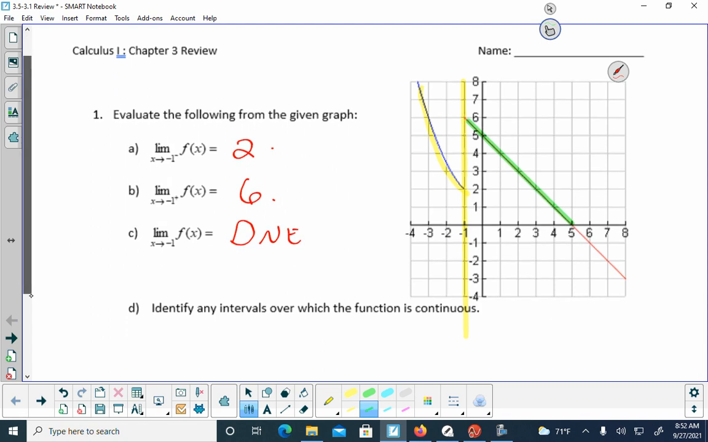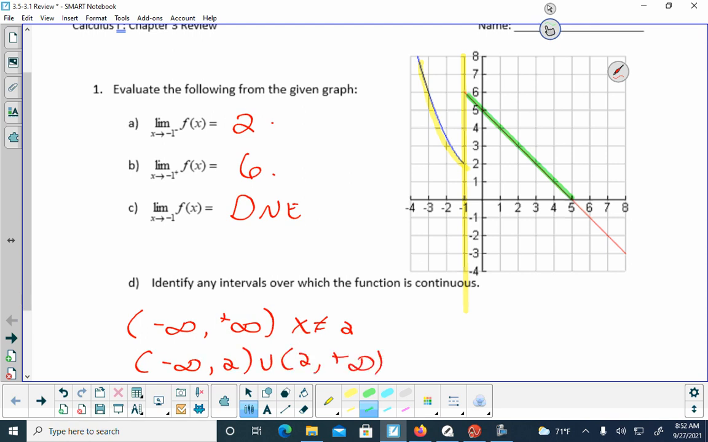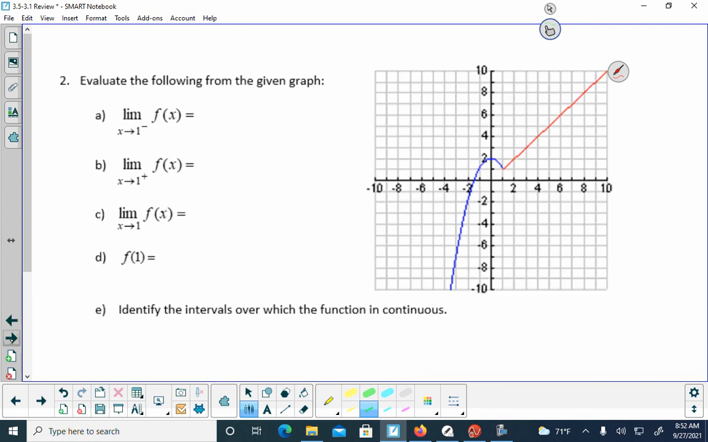And then it says identify any intervals on which the function is continuous. It's continuous everywhere except for 2. So you can say -infinity to +infinity, x cannot equal 2. Or you can say -infinity to 2, union 2 to +infinity. Either one of those answers is correct. Okay, moving on to the next one.